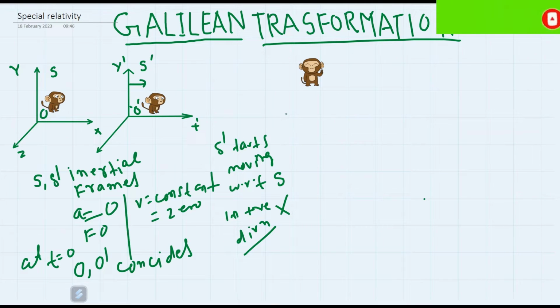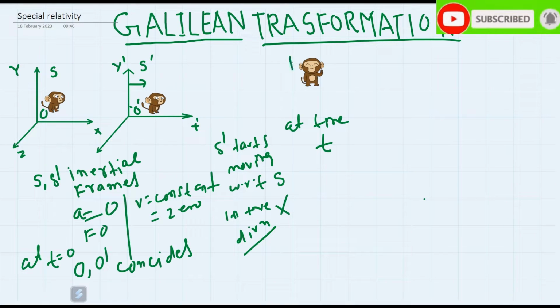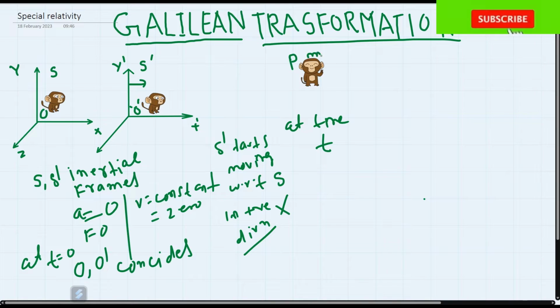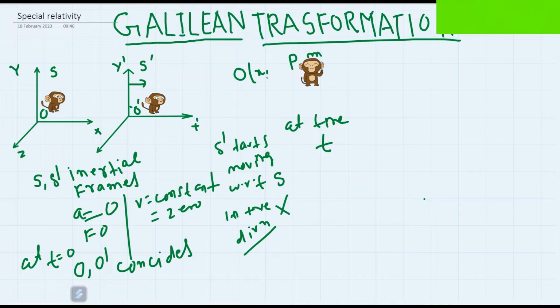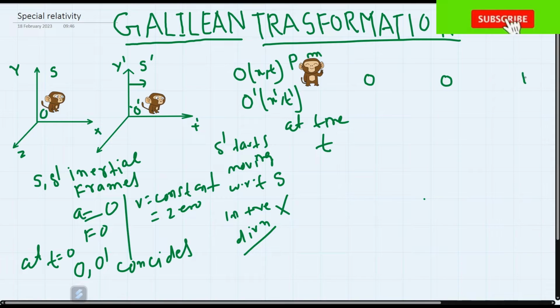So at time t, suppose that we have a particle, say P, having mass m and having coordinates with respect to O: x and t, and with respect to O prime it has coordinates x prime, t prime. So now our job is to relate S and S prime frames at point P.